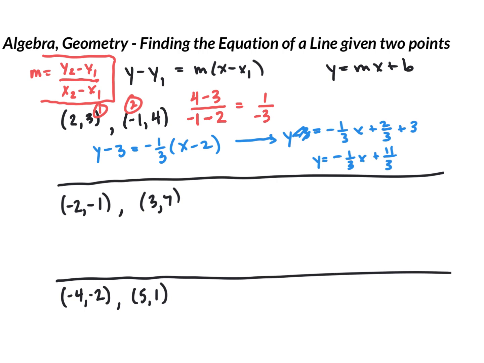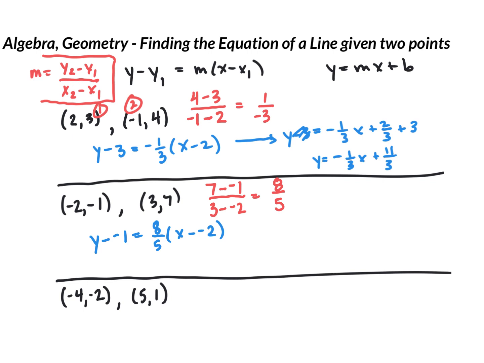All right, for the next pair, we're going to do the difference in y's, 7 minus -1, over the difference in x's, so 3 minus -2. Well, remember, minus a negative is plus, so 8 over 5. So, again, just picking one of those points, doesn't matter which one. I'm going to do y minus the y part, and then my slope, and x minus the x part.